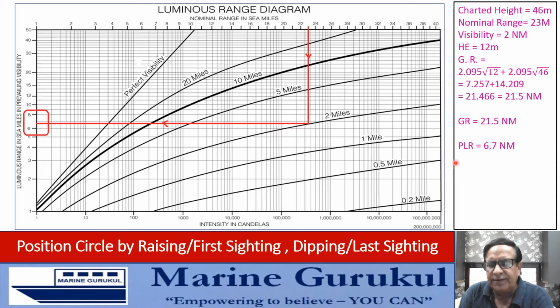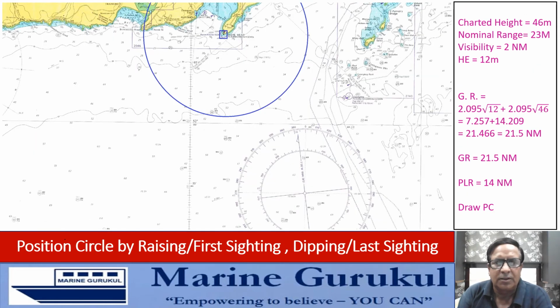The light shall be visible to the observer when both the conditions are satisfied. Both the conditions shall be satisfied at the lower of the two. So at 6.7 nautical miles, it shall be within the geographical range, and it shall also come within the present luminous range. So the first sighting range for hook head would be 6.7 nautical miles. So now we can draw a position circle with hook head light as the center and 6.7 nautical miles as the radius, and you can see this position circle on the chart. This is the position circle we get.